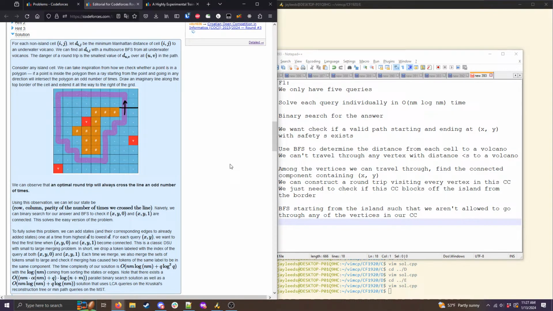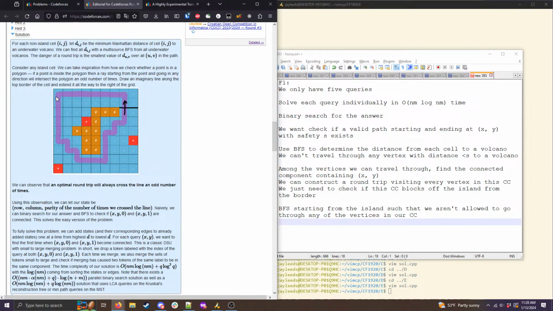All right, so then what they're going to do is add states one at a time in decreasing order of their distance to a volcano. For each query, we just want to find the first time when we can get from that point with an even number, starting from 0, of times crossing the line, and then do a round trip and get back to that point with an odd number of times crossing the line. Checking the first time when two vertices become connected can be done using a DSU with small to large merging, or there are a couple of other approaches.